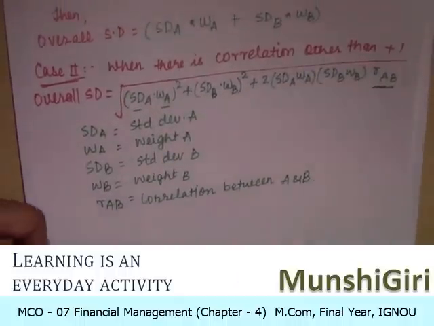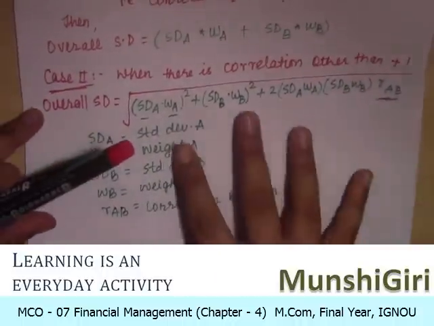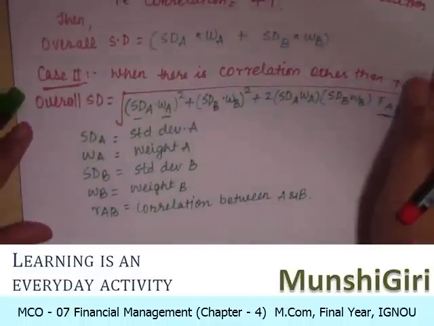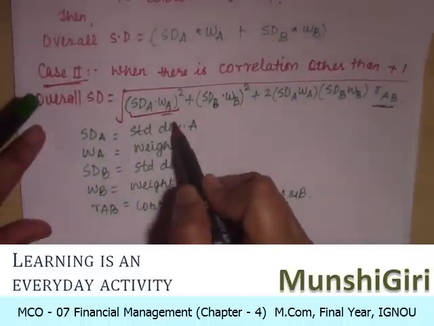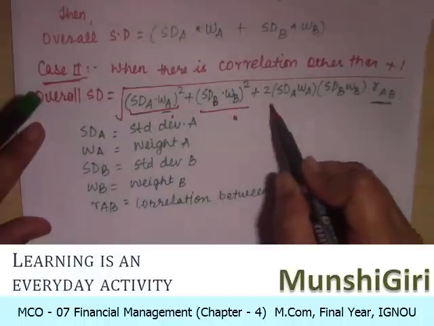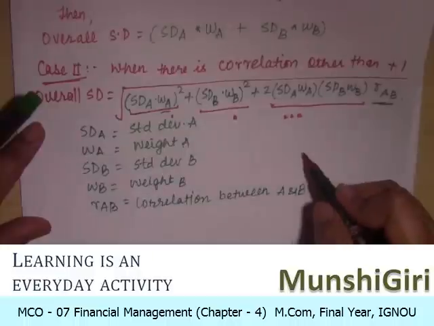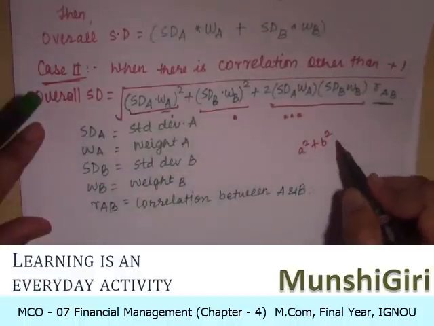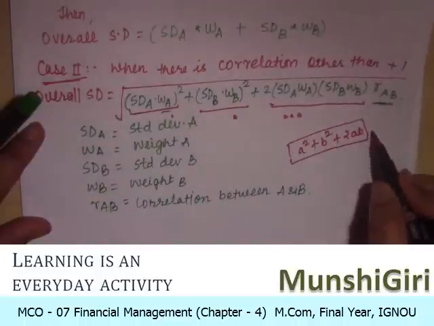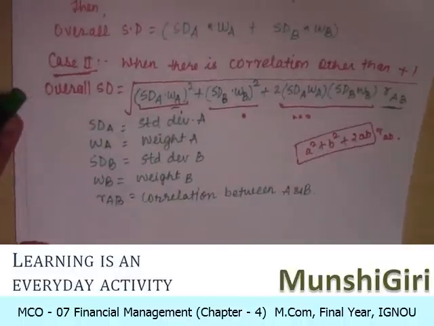Now if you remember that formula, A plus B whole square is equal to A square plus B square plus 2AB. So similarly, we are using that formula over here. This is just for remembering. How can you actually remember it? Take this whole thing as A, this as B, and this is twice of AB. This is A square plus B square plus 2AB, and into correlation AB. This is the formula for overall standard deviation.